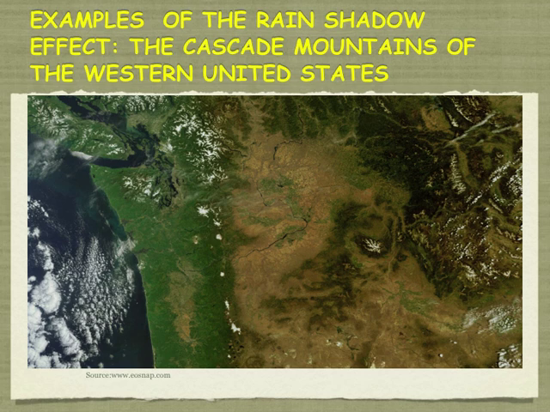The rain shadow effect is also observed along the Cascade Mountain range of Washington and Oregon. Notice the lush vegetation on the windward side of the Cascades, and the arid conditions on the leeward side in the Oregon High Desert.